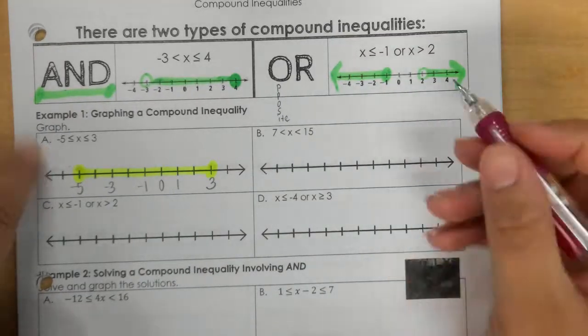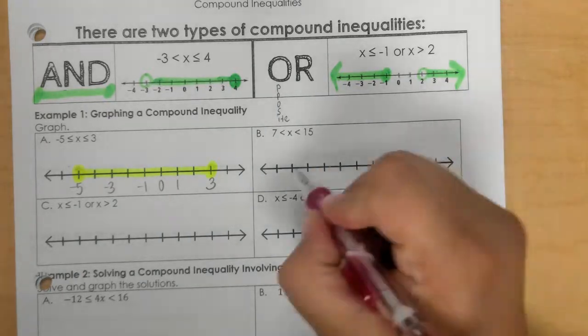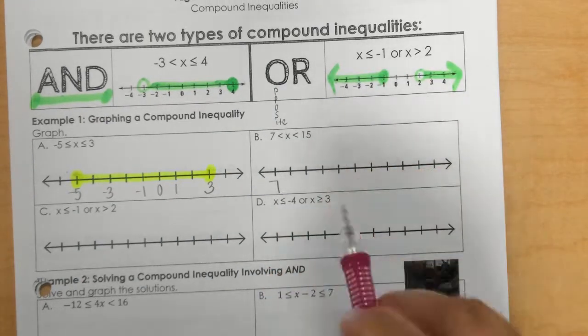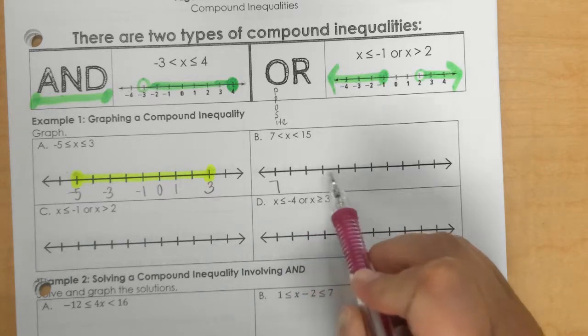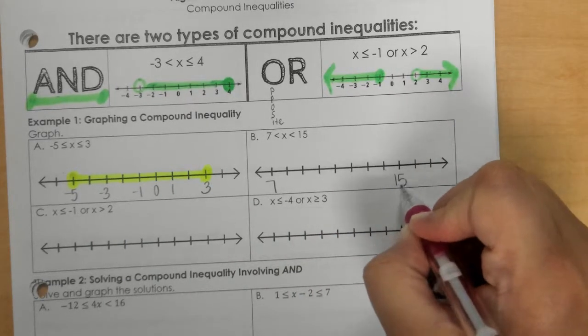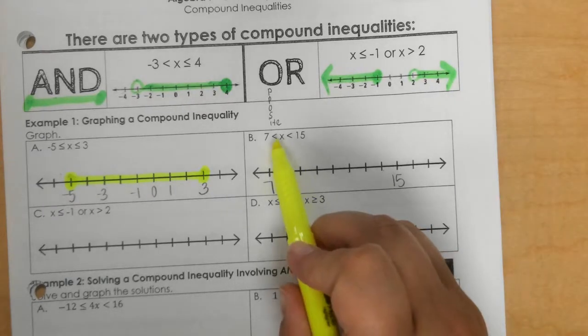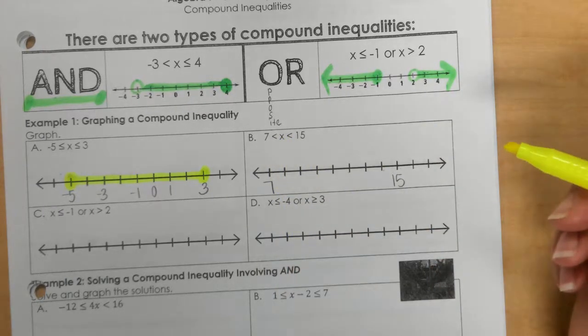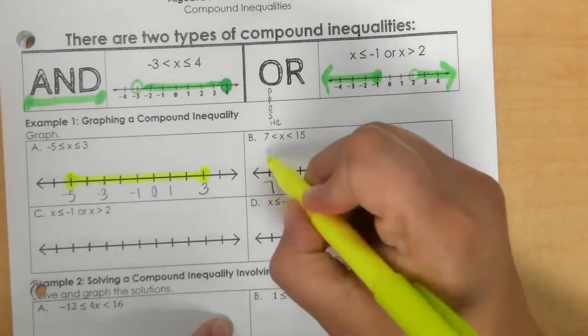In B, same thing, we have 7 and 15. So I'm going to place 7 here and see if I can fit 15 on it. So 8, 9, 10, 11, 12, 13, 14, 15. I can. So both of these are less than. There is no line for equal to. So these are open circles.